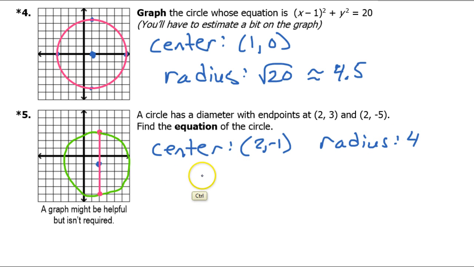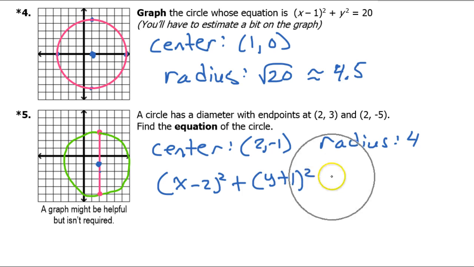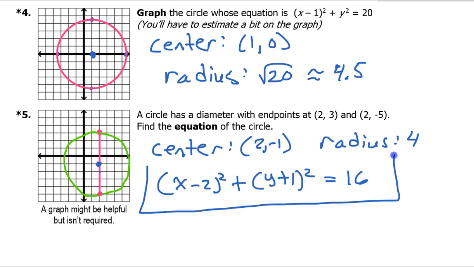So that's going to give me the equation (x - 2) squared plus (y + 1) squared, it's the opposite of both of those, is equal to 16. This is the radius squared, so I don't just put 4, I put 16. So that's going to be my equation.